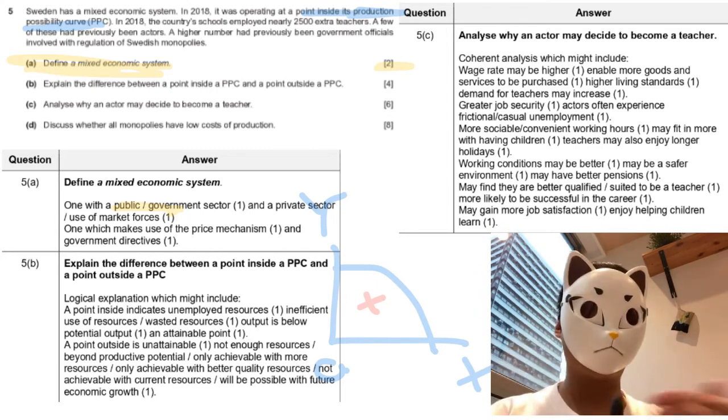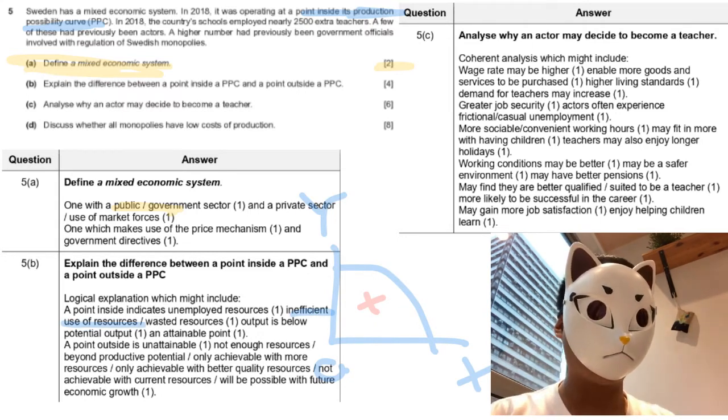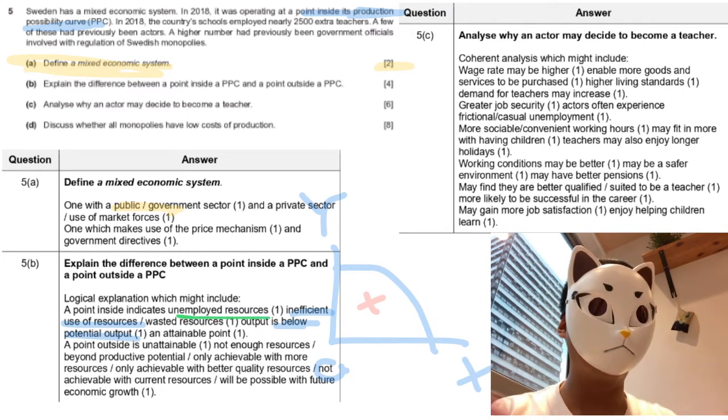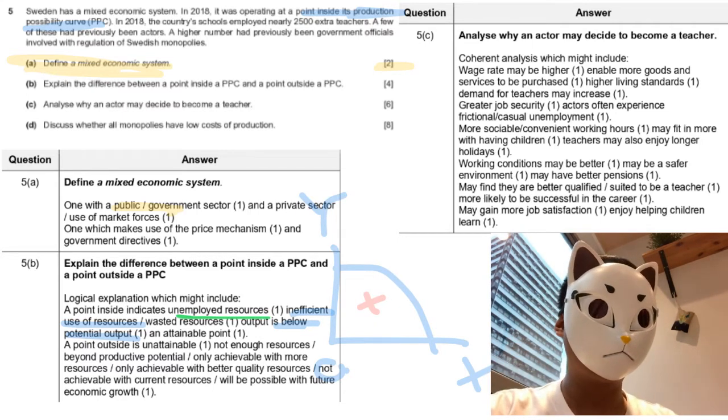It's not efficient. You might take a look at the answer. It talks about inefficient use of resources, because it's below the potential output. So there might be unemployed resources. This counts for 2 marks.